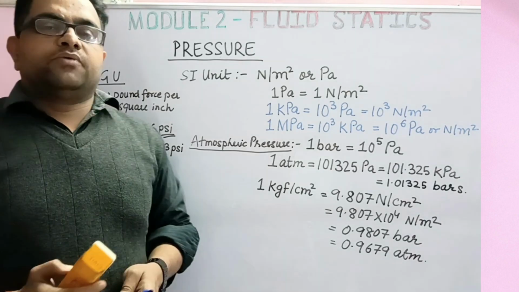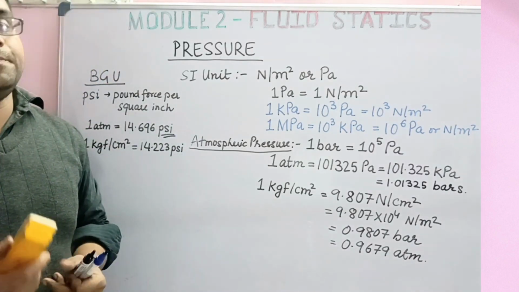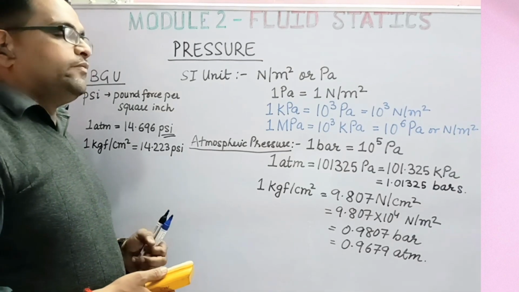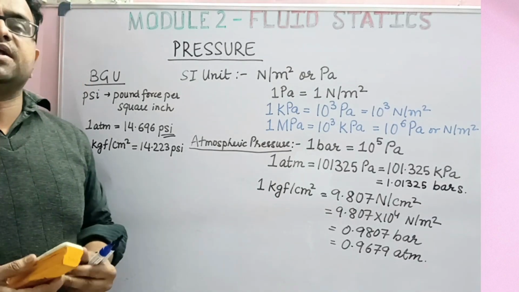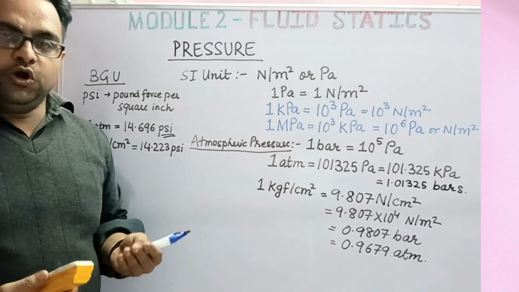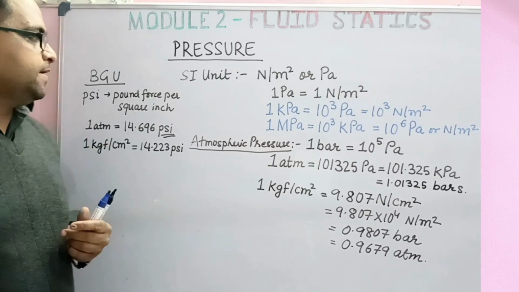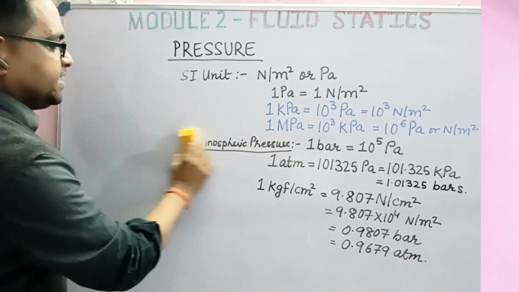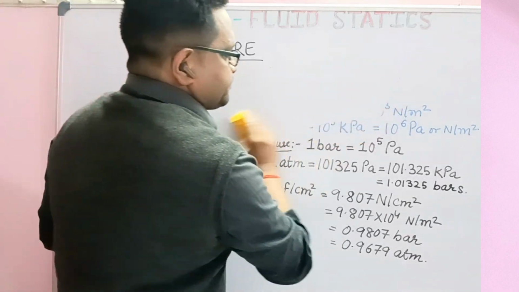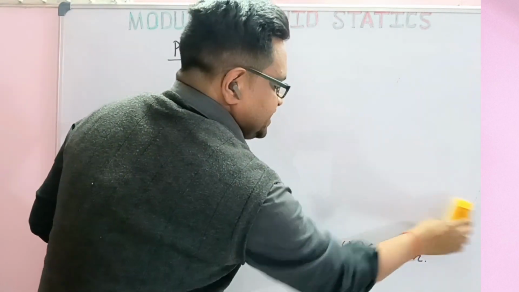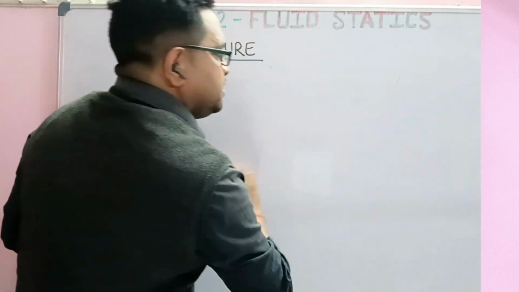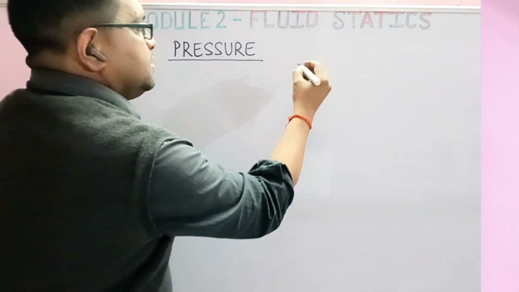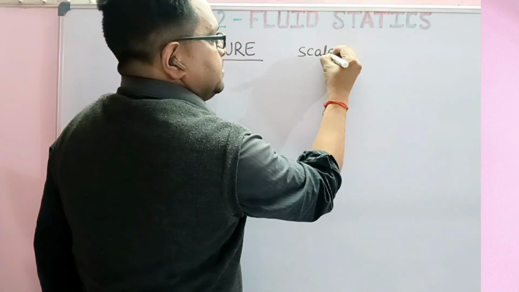Moving forward, we have various scales of measurement of pressure. So let us now discuss the various scales of measurement, and here we will see the different kinds of pressure, namely the absolute pressure and the gauge pressure. To understand the various scales, we will use a diagram, through which we can easily understand them. So the scales of measurement.